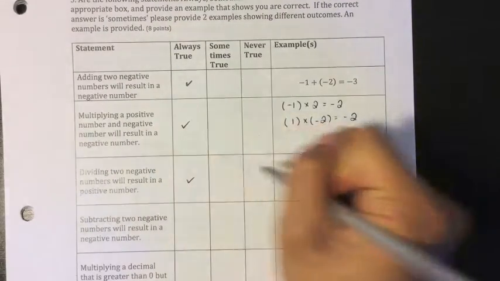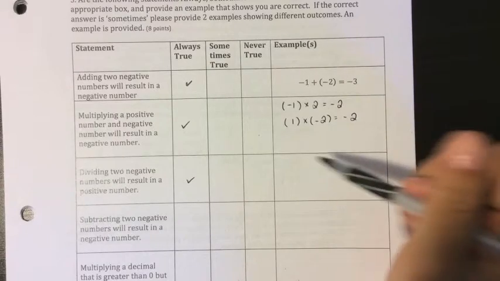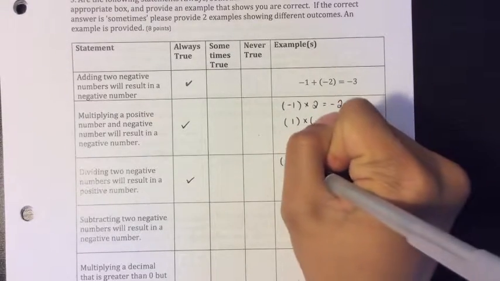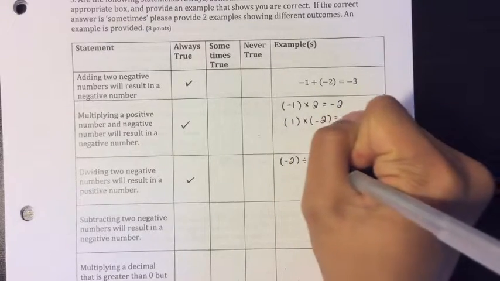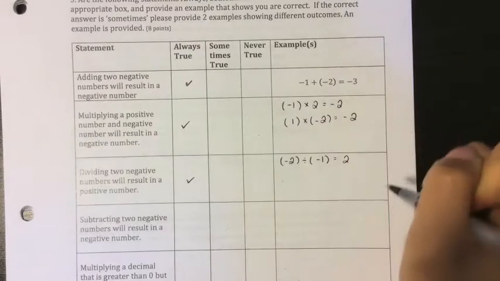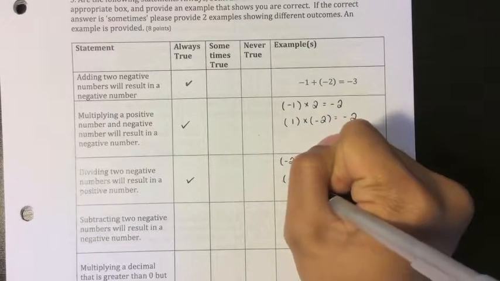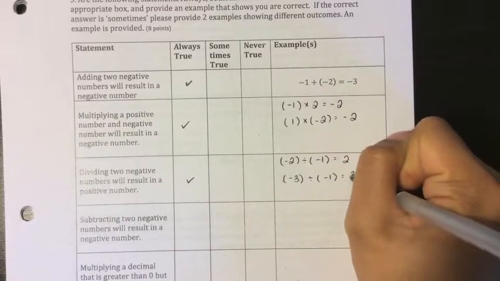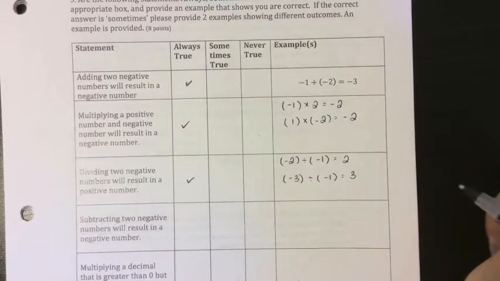This is also true. If you have the same signs, you're going to get a positive solution. So if I were to do -2 divided by -1, I'm going to get a +2. If I have a -3 divided by a -1, that is going to equal a +3.